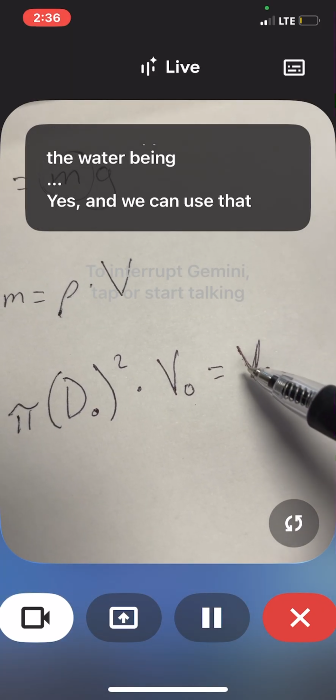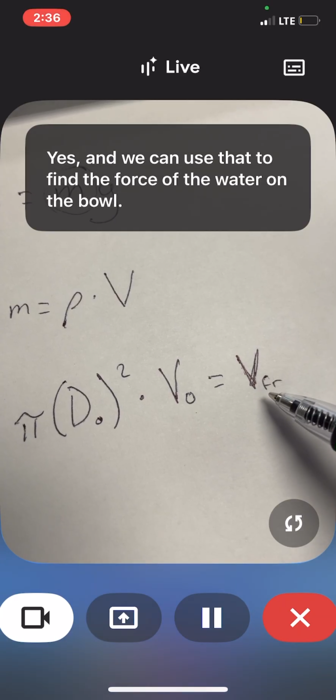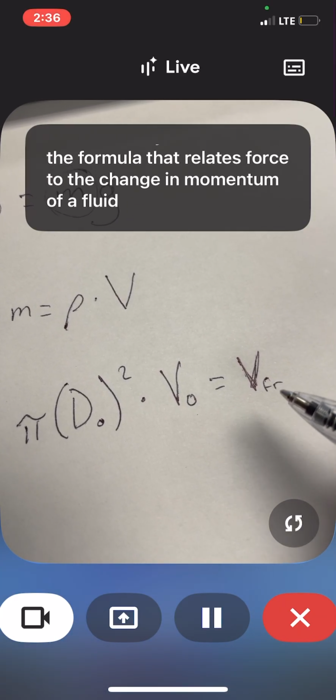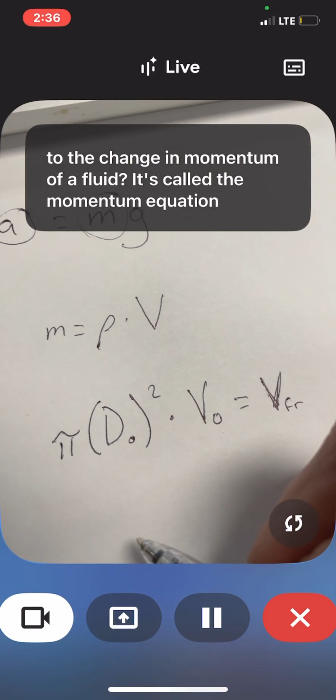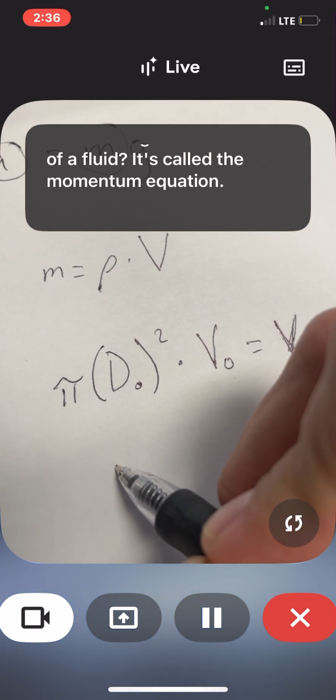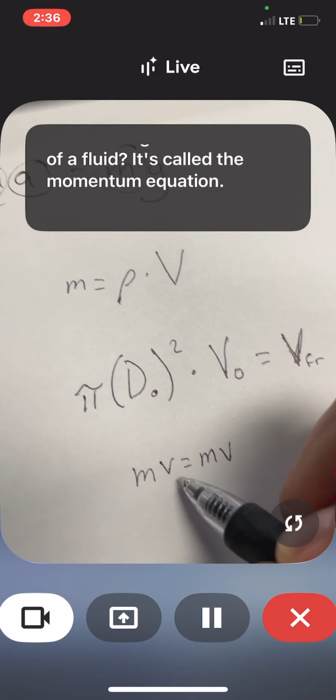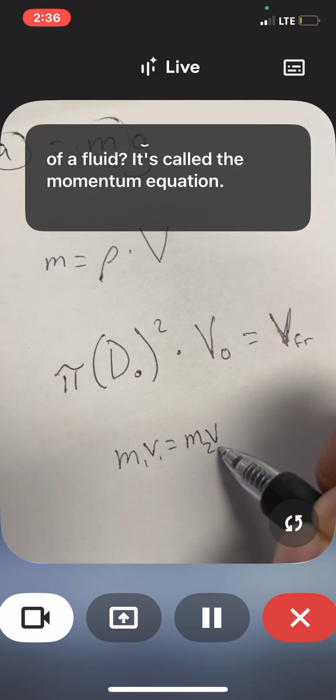Yes, and we can use that to find the force of the water on the bowl. Do you remember the formula that relates force to the change in momentum of a fluid? It's called the momentum equation. The momentum equation is that mass times velocity of the first object equals mass times velocity of the second object.